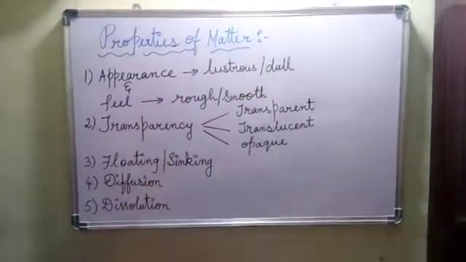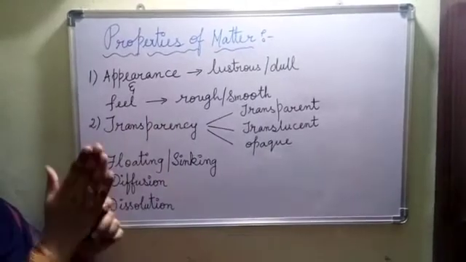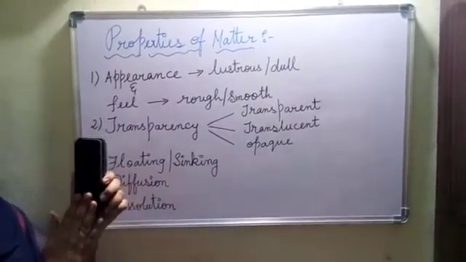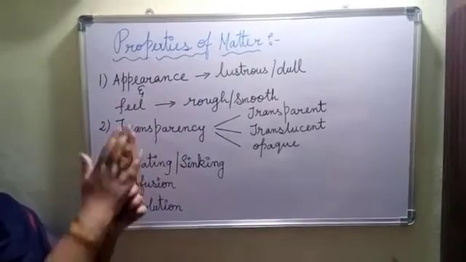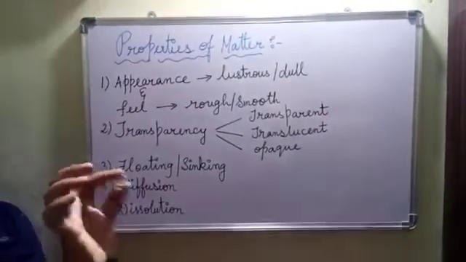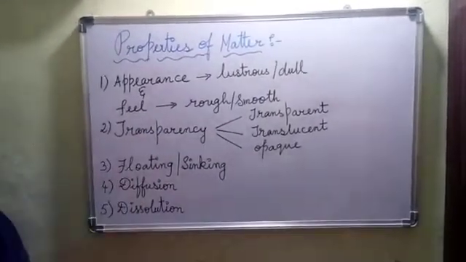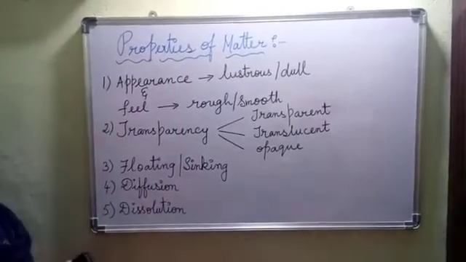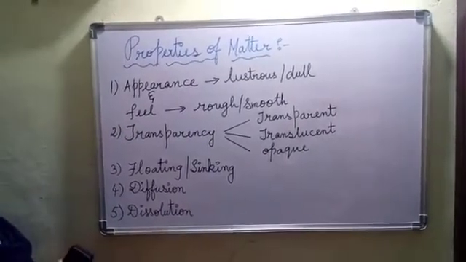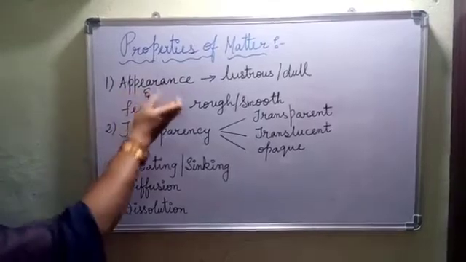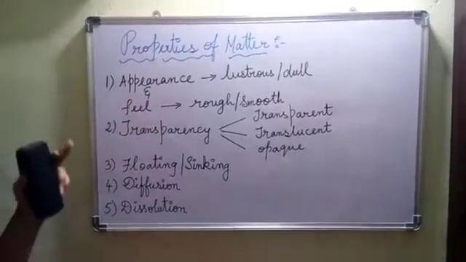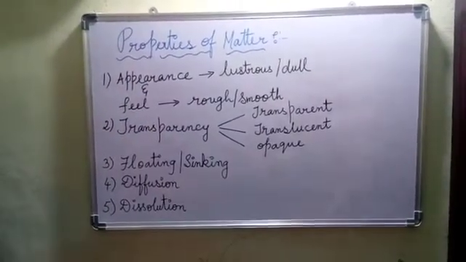When you feel the surface, it may be rough. Just touch it and see its texture. So it is a rough surface, and here it is a smooth surface. In the same way, when you touch the marble, it has a smooth surface. So that is the first property. We are classifying matter by appearance and feel. Appearance means lustrous or dull. Feel is rough or smooth.